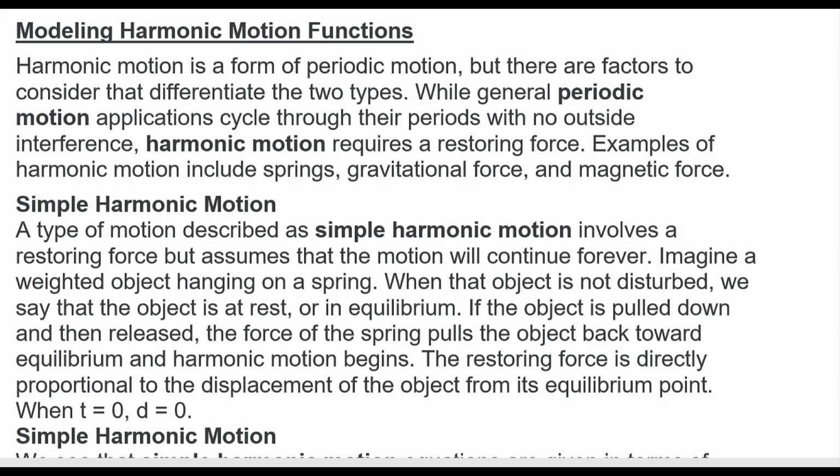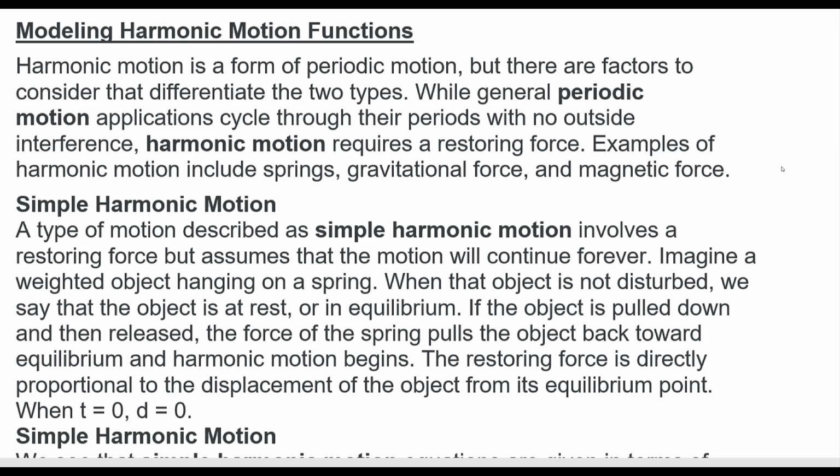We're going to look at modeling harmonic motion functions. Harmonic motion, this is from the textbook, is a form of periodic motion, but there are factors to consider that differentiate the two types. While general periodic motion applications cycle through their periods with no outside interference, harmonic motion requires a restoring force. Examples of harmonic motion include springs, gravitational force, and magnetic force.